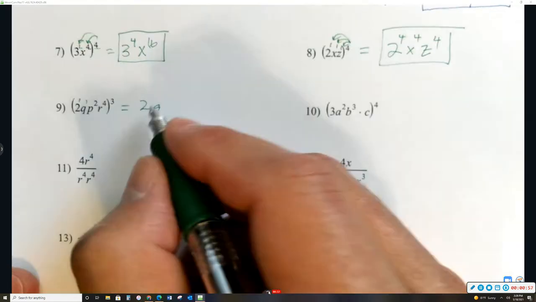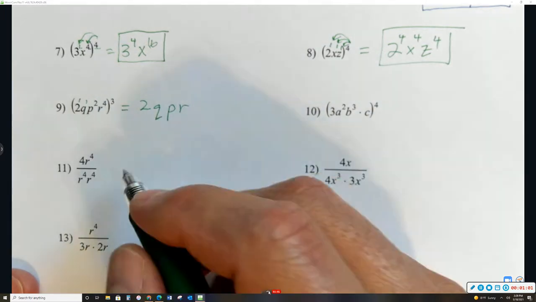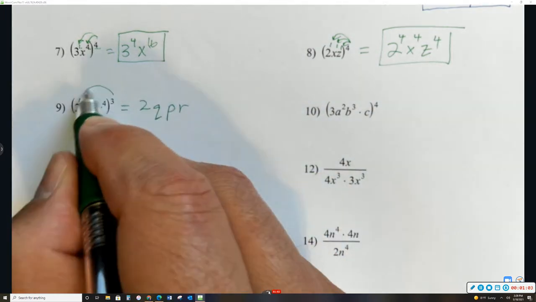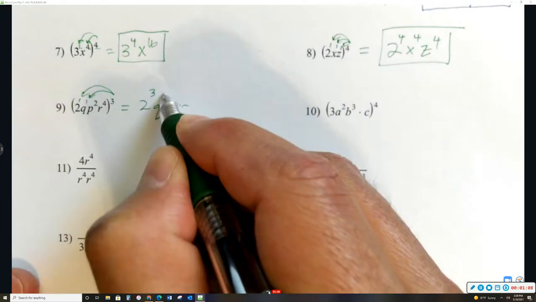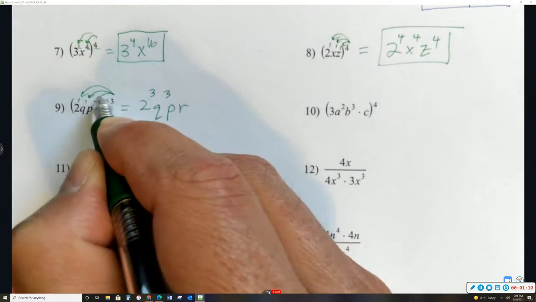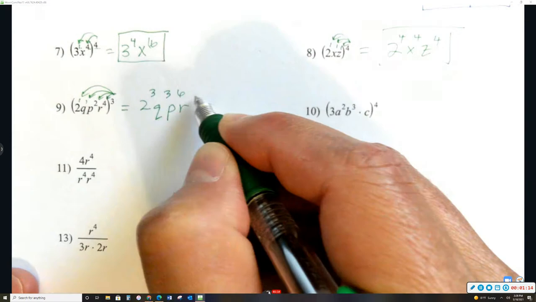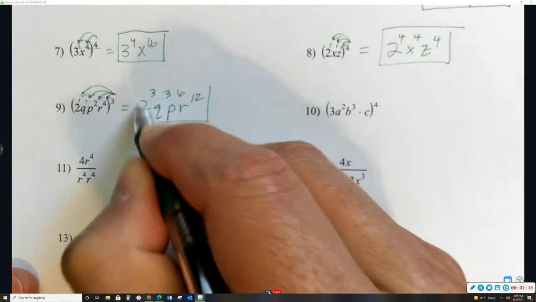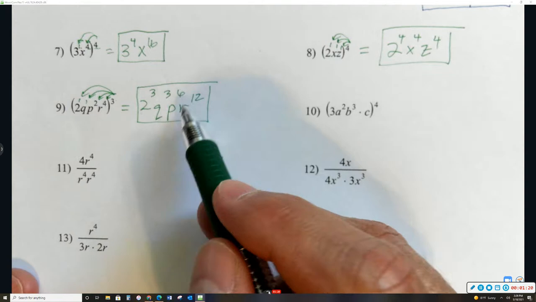I'm going to put 2, p, q, r. The p should have been next. You know what? That one's okay. I'm just going to leave it the way it is now. So it goes 3 times 1. That's 3. 3 times 1 is 3. And then here I go 3 times 2 is 6. And then 3 times 4 is 12. So 2 to the 3rd power, q to the 3rd power, p to the 6th power, r to the 12th power.